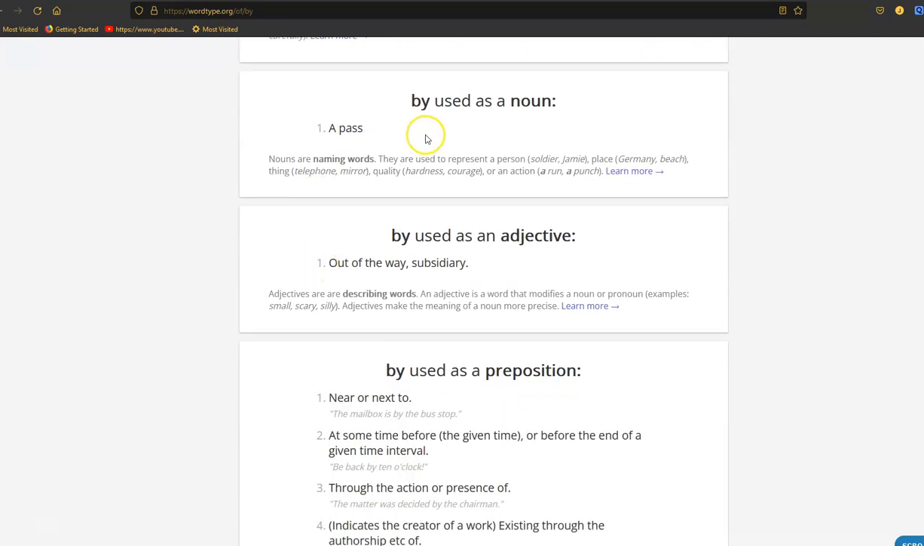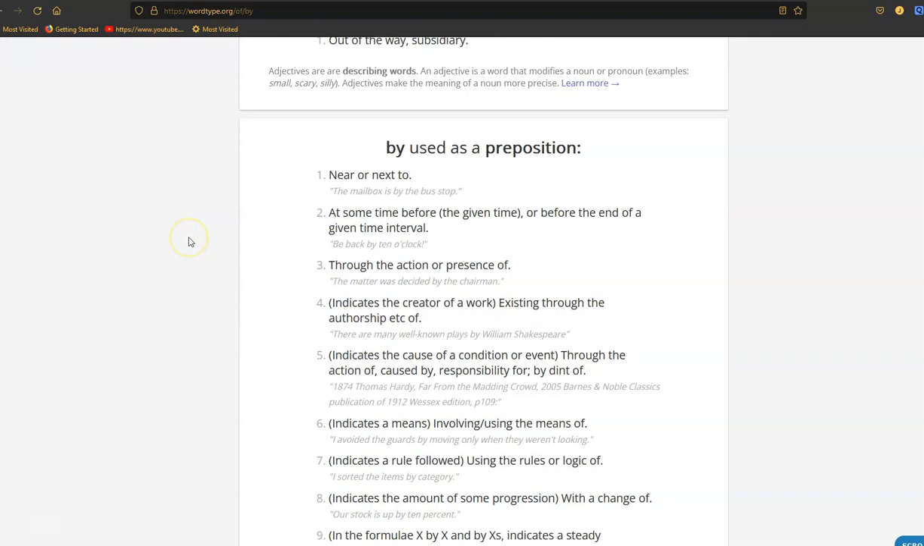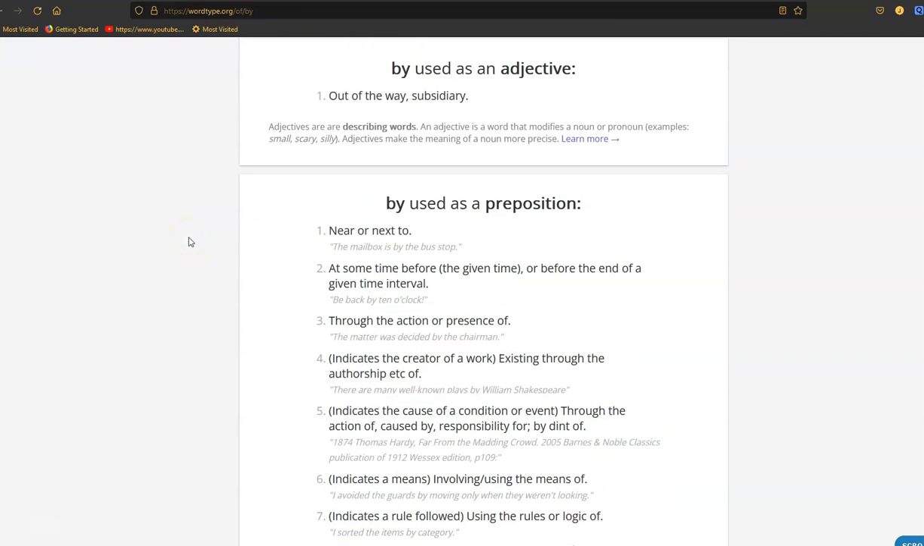Now they say "by" used as a noun, and they say "a pass." And literally, I stared at this for probably 10 minutes trying to figure out what exactly they mean. Don't know. We'll let that go for just a second. "By" used as an adjective, so out of the way, subsidiary. So maybe like a byword, bygone era. Still functioning in a very similar way.